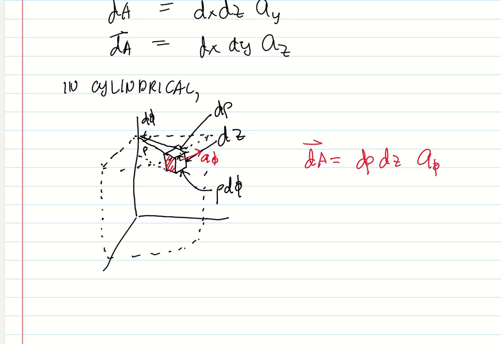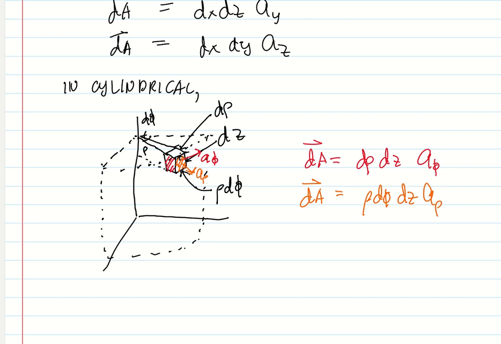For the area that is going outward, the surface area, you can change color. This area here, the direction will be in this direction. This will be the direction of rho. So if we solve that differential area, what are the sides? dz, and this side is rho d phi. So rho d phi times dz. This is in the rho direction.